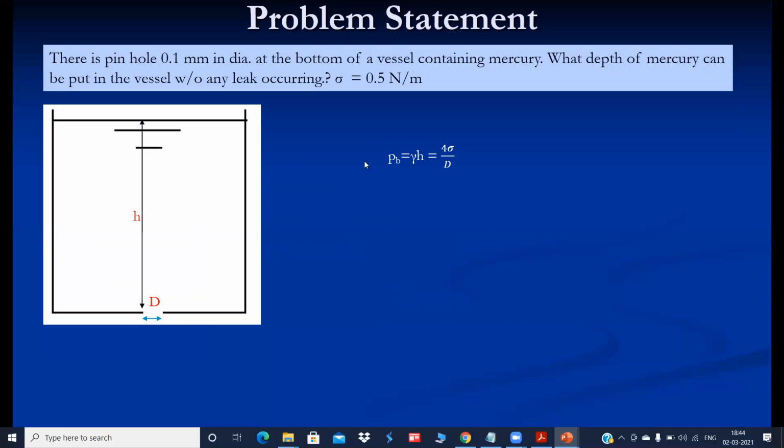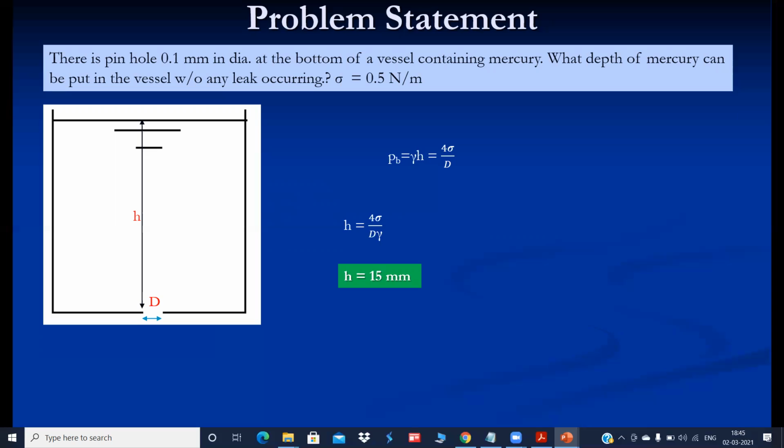So that is the interpretation. PB is equal to gamma H, which equals 4 sigma divided by D. So H is equal to 4 sigma divided by gamma D, and H is equal to 15 mm. That means if the height level exceeds 15 mm, then the leak starts. If it is less than that, there is no possibility of leakage. So this is the maximum depth we can allow. If H is increased, the diameter is reduced, and obviously the leak starts.